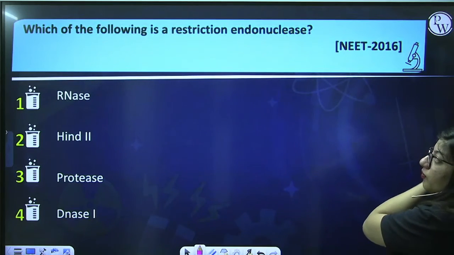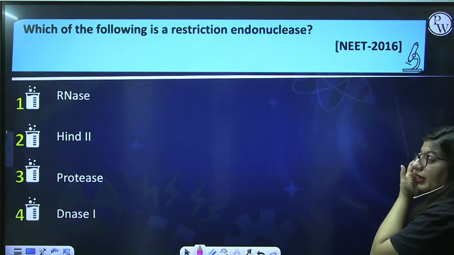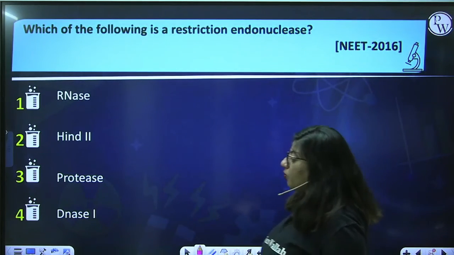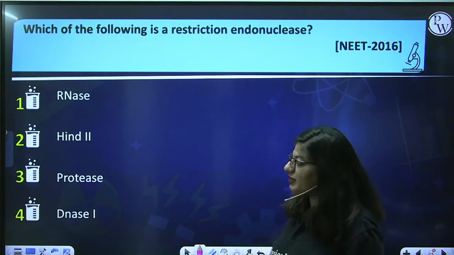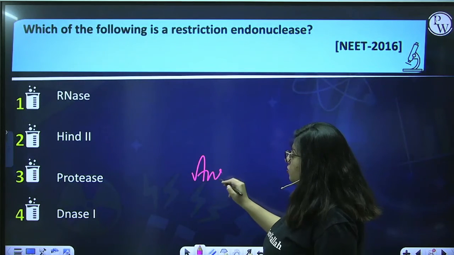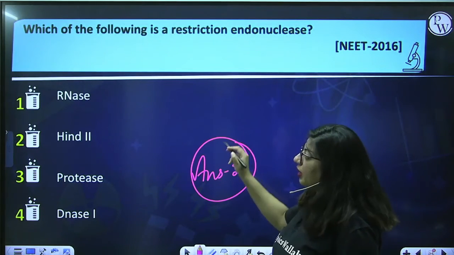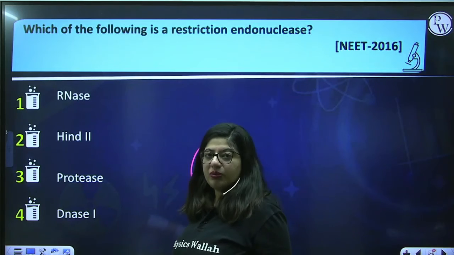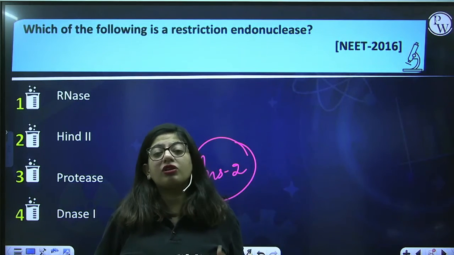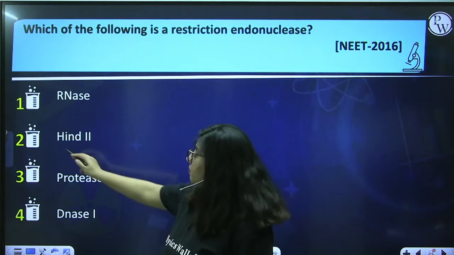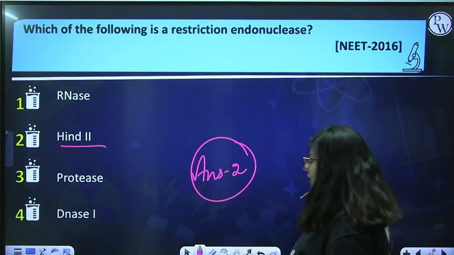Next, which of the following is a restriction endonuclease? RNase, HindII, protease, DNase 1. Very simple, HindII is a restriction endonuclease. Even if you don't know it, you know their nomenclature is based on their names, so you can simply mark it. Right? Next.